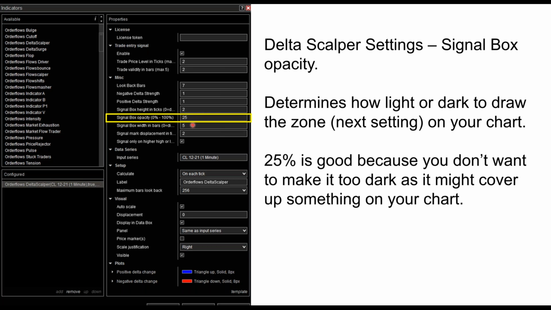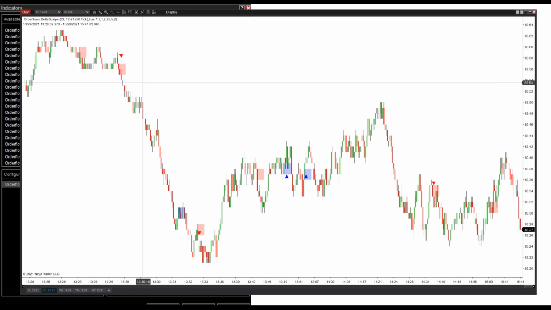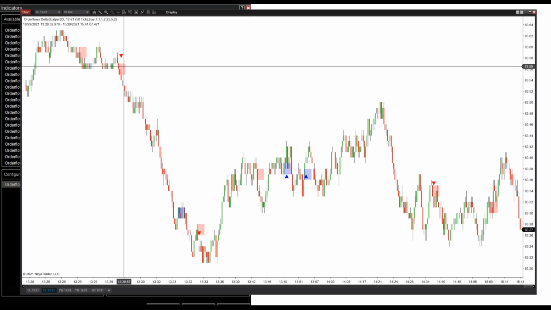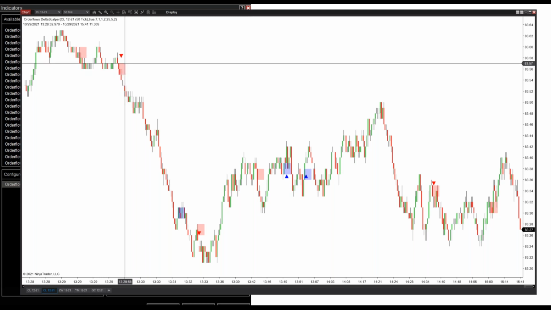So, 25 is good. Now, the zone you could disable, say you don't want to use the zones. I like to use the zones because it basically tells me, for example here, on the sell, I know I'm short, I should be getting short in here, but if it starts trading back above this zone, that's telling me the order flow has changed. You don't want to be in that position anymore. You should think of getting out.